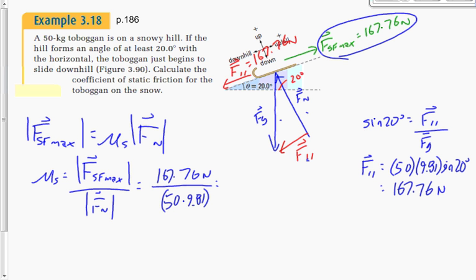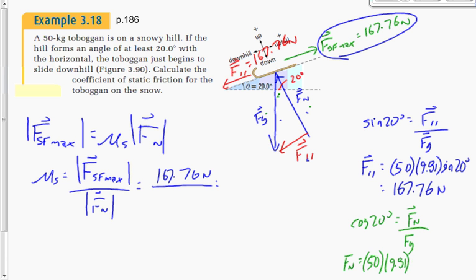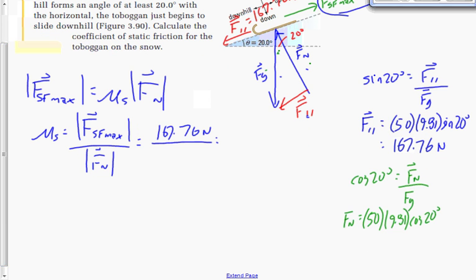We need to find the normal force. It's not m times g. But we can find this. Nathan? Why do you say a cosine? Good. So let's say cosine 20 degrees, right here, is equal to adjacent over the hypotenuse, which is Fn over Fg. So Fn is going to be equal to not 50 times 9.81 times sine 20, but 50 times 9.81 times cosine 20. 460.91, thank you.